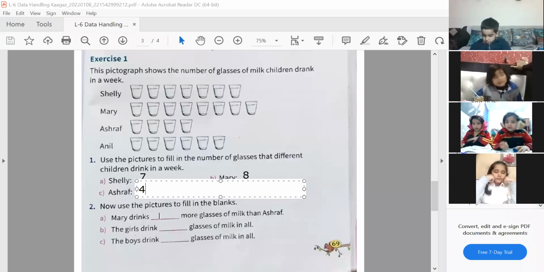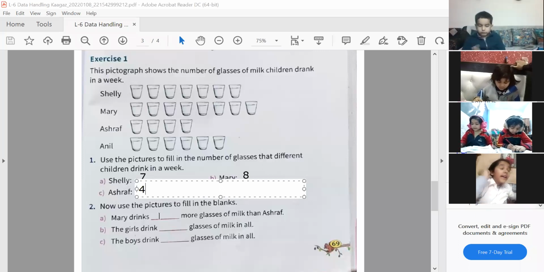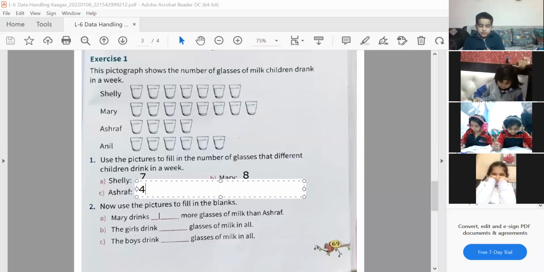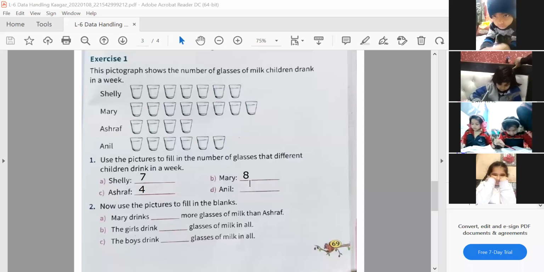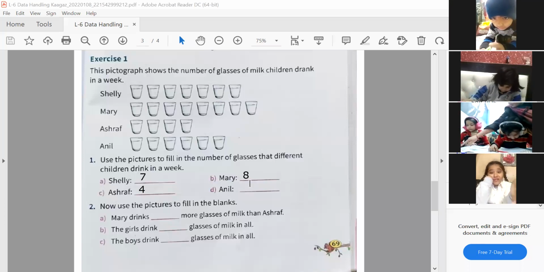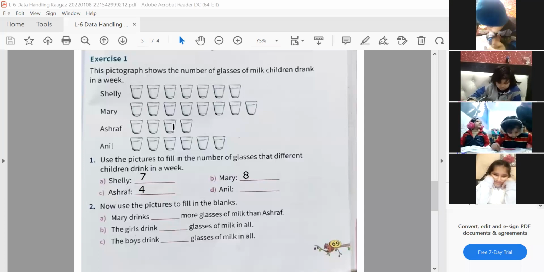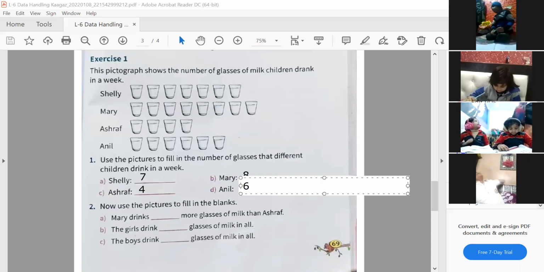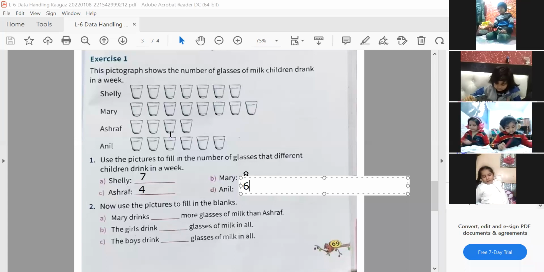Anshuman, please unmute yourself. Good morning, ma'am. Good morning. Now tell me, how many did Anil have? 3, 4, 5, 6. Six, sir. Yes, 6. Anil has 6. Now what else is given? Question number 2. Now use the pictures to fill in the blanks.